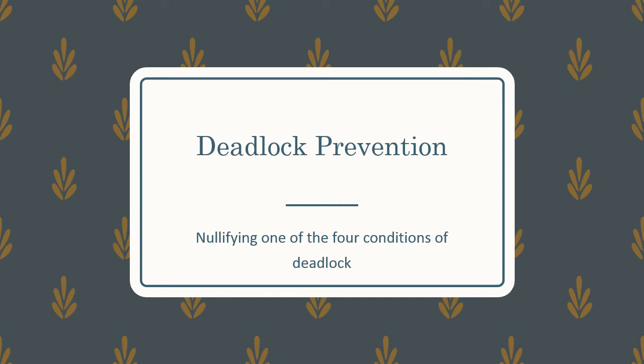Now let us talk about deadlock prevention. As I have already explained to you, deadlock prevention takes place at the design time of the operating system, where you create a policy such that one of the four conditions of deadlock is always false in your system. Let me remind you that the four conditions were mutual exclusion, no preemption, hold and wait, and circular wait. So you construct a policy such that one of these conditions is nullified. And in this way, deadlock can never occur in your system.